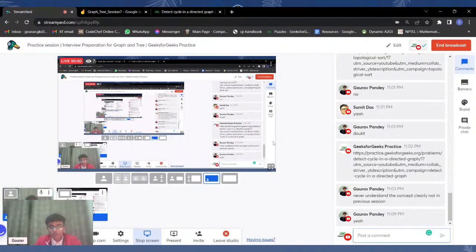Any doubts? Hello Sumit, hello Gaurav. So we discussed three things in this session tonight. We discussed topological sorting, how to do that using Kahn's algorithm. We also discussed how we can detect a cycle in a directed graph using Kahn's algorithm. And after that, the initial question that we discussed was cycle detection using DFS. So the question was that we had to find safe nodes.